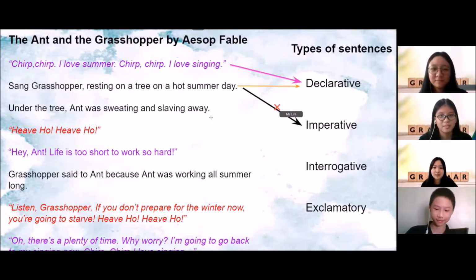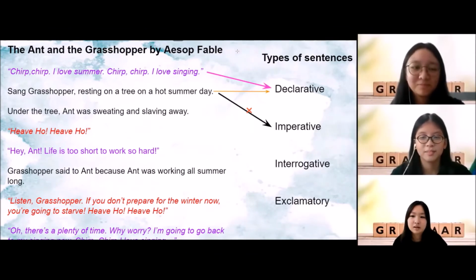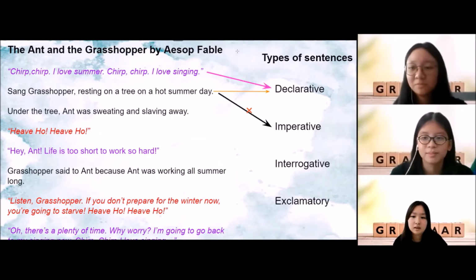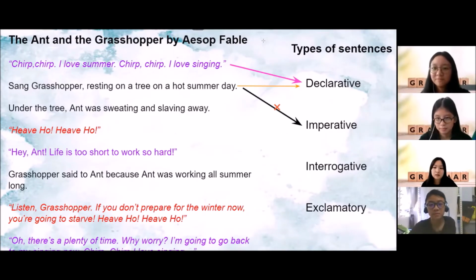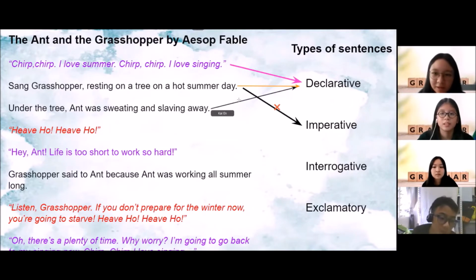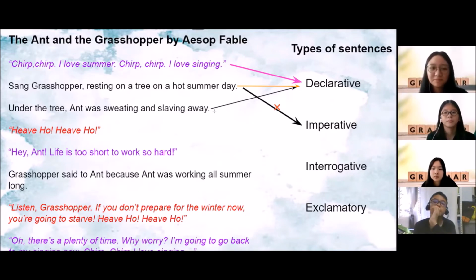Thank you. Next candidate. Can I have Mr. Sun Kai-eun? All the LMS students, you are being tested at the moment. Under the tree, Ant was sweating and slaving away. What type of sentence is this? Program is not responding. There we go. Declarative. Why is it a declarative sentence, Kayan? It describes what Ant was doing, right? Yes, that's it. Getting there.